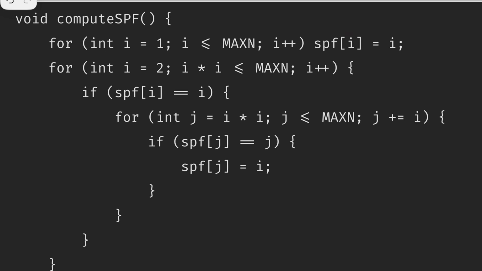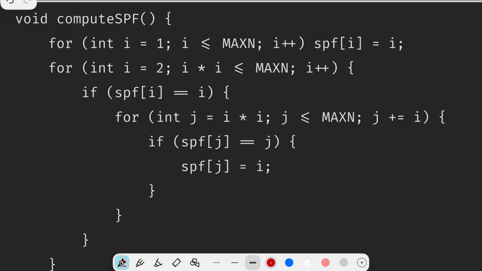We will start from I is equal to 2. We will go till root of max n, right? So I into I is less than or equal to max n, and we are just going to iterate. Again, we have already gone through this condition. Why do we need I into I? I will just highlight it here as well.